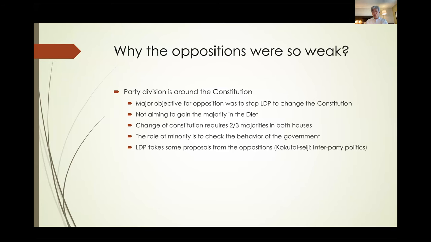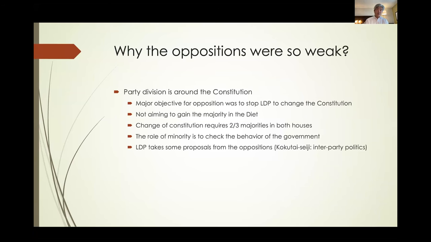However, because of the change in the security environment, this role has changed gradually, and the concentration of power in the prime minister is taking place because of the necessity of giving the prime minister much more authority to do a lot of things in order to meet the challenges of globalization and the security challenges from China, Russia, and North Korea. So the opposition still identifies itself as a brake and tries not to give the LDP too much power.